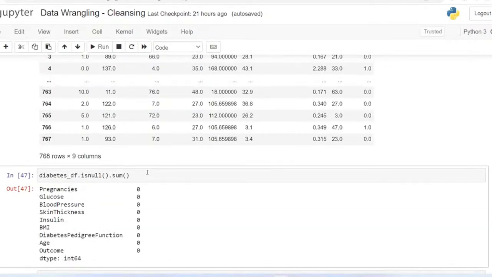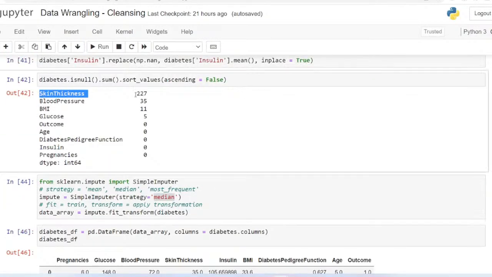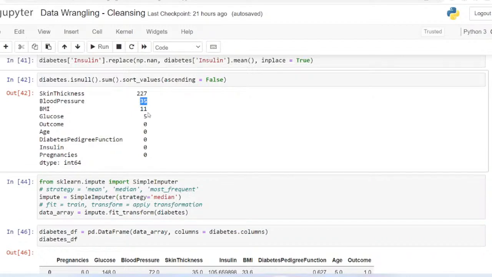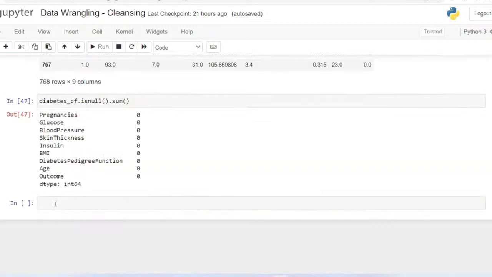And how are they gone? It will target skin thickness. 227 rows are missing in this, so all these 227 rows are replaced by their median. Similarly, in blood pressure, we have 35 rows missing, so these 35 rows will be replaced by the median of the blood pressure. Similarly, the rest will be replaced by the median of the body mass index, the median of the glucose, etc. So that's what happens in simple imputation.